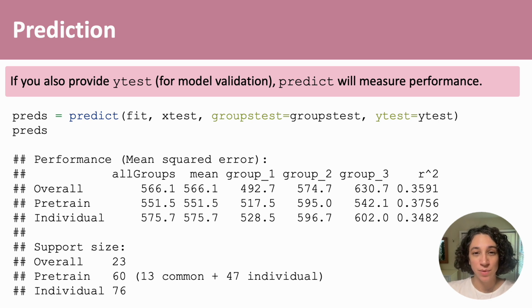So here we see the mean squared error as well as the r-squared for all of our models. And on the bottom of the slide, we show the support size, that is how many features were selected for each model.